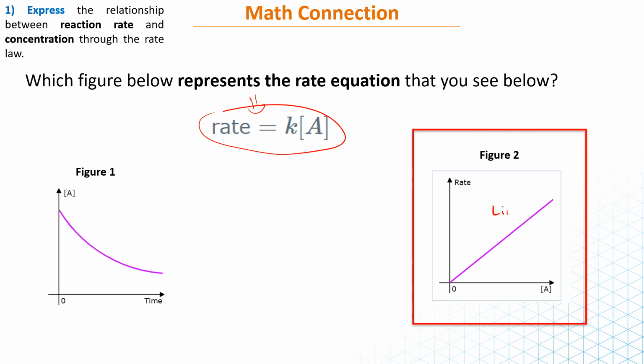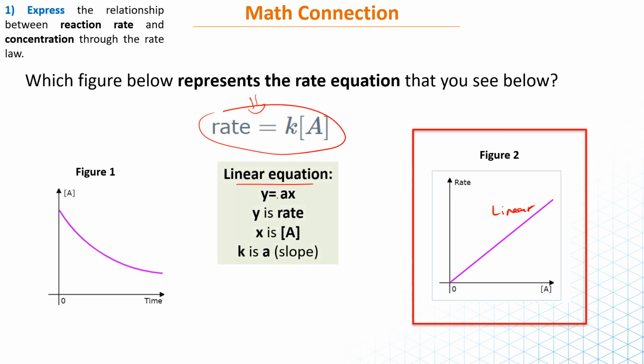It's a linear graph. So this is like a linear equation, y equals ax. Okay, so y is the rate, x is the concentration of A, which you see here, and K is the slope, اللي هو الميل. Okay, it's the slope, the y over the x. So if you draw this equation, it should give you something like this. So the relationship between rate and concentration of A is linear in this equation, okay?